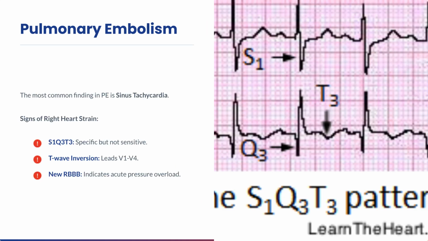In pulmonary embolism, the most common finding is sinus tachycardia. Other signs of right heart strain include S1Q3T3, T-wave inversion in V1-V4, and a new RBBB.